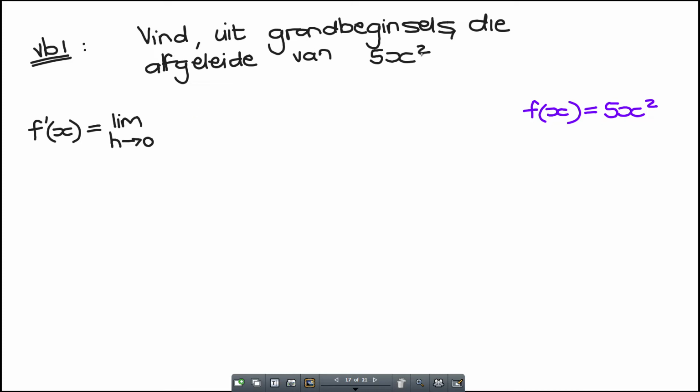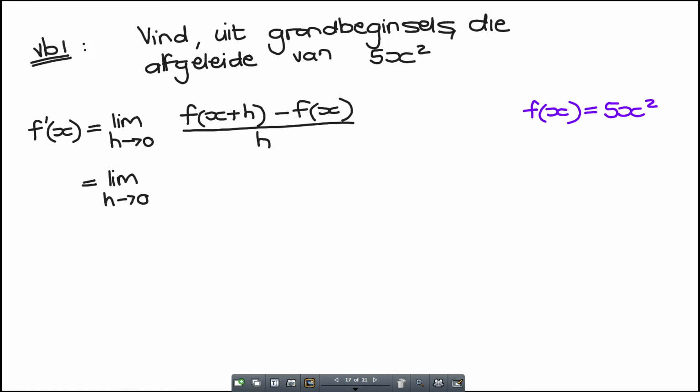Find from first principles the derivative of 5x squared. Okay. Nee, hy gaan altyd. Wanneer hulle sê vanaf eerste beginsels, nee, dan gaan hierdie eerste stukkie, this part that I'm writing now, will always look like that. You always say derivative equal to limit h strives towards 0, and then you write your formula. Is julle reg? Okay, now from there on, I can just say equal and then limit h strives towards 0.